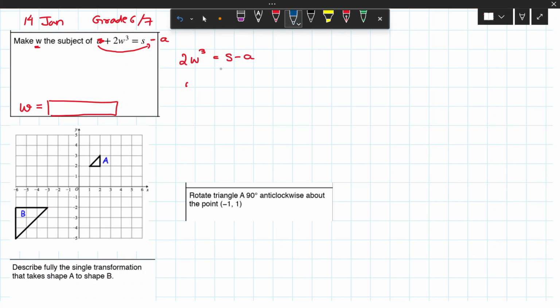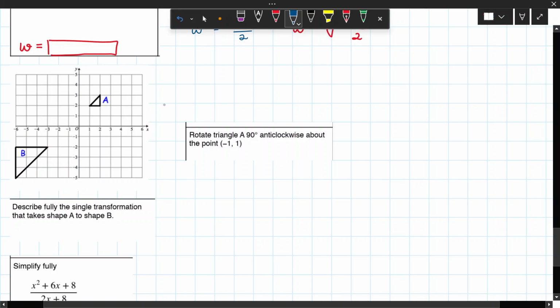Now we have 2 times W cubed, so I'm going to have to divide by 2 to get rid of the 2. The 2 and 2 cancel off, giving me W cubed is equal to S minus A over 2. And then finally, to remove the cube, I'm going to have to cube root both sides. So W would be equal to the cube root of that entire expression, which is S minus A over 2. So yeah, we just kick things over one by one, except for W.